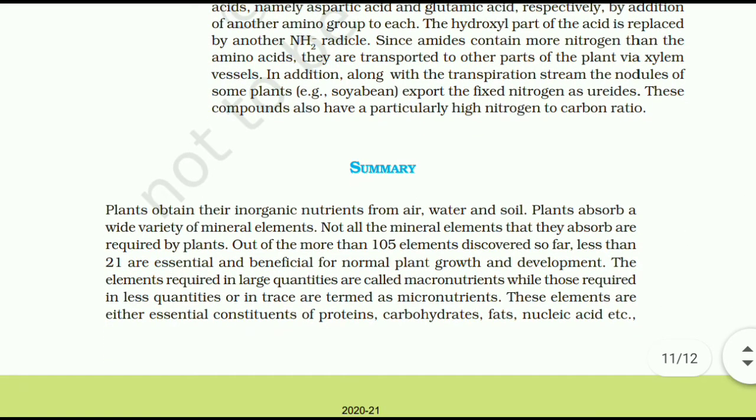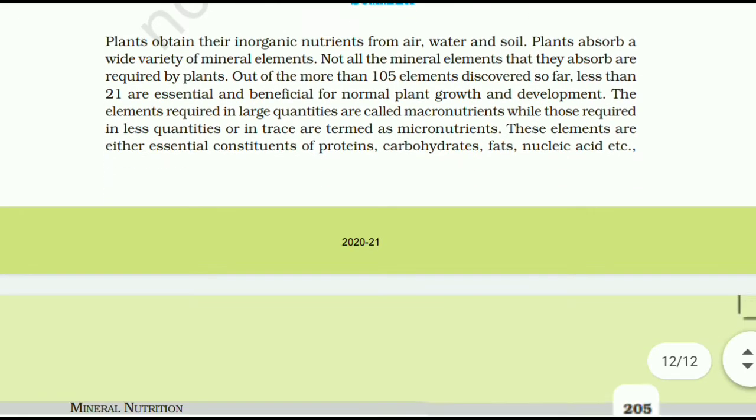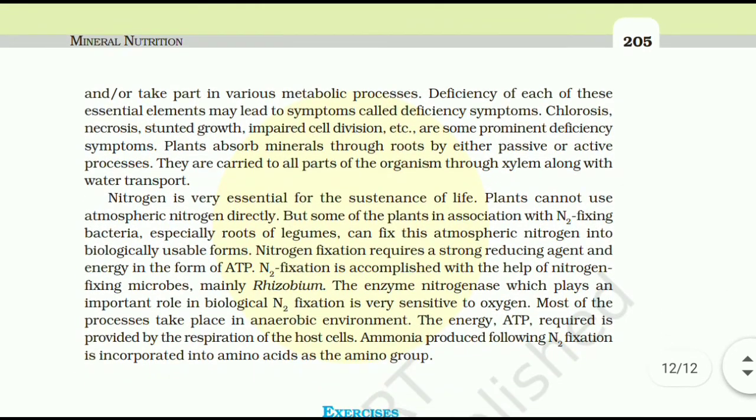Summary. Plants obtain their inorganic nutrients from air, water, and soil. Plants absorb a wide variety of mineral nutrients or elements. Not all mineral elements they absorb are required by the plant. Out of more than 105 elements discovered so far, less than 21 are essential and beneficial for normal plant growth and development. The elements required in large quantities are called macronutrients, while those required in less quantities or in trace are termed as micronutrients. These elements are either essential constituents of proteins, carbohydrates, fat, nucleic acid, etc., or take part in various metabolic processes.